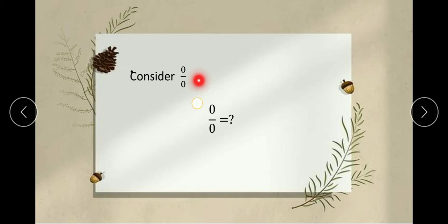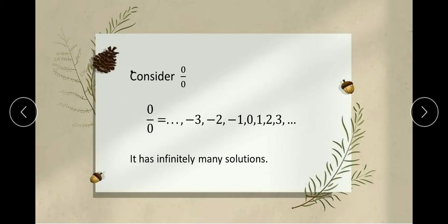Consider 0 over 0. 0 over 0, what do you think is the value? Now, it has infinitely many solutions because when you multiply negative 3 and 0, the product is 0. When you multiply negative 2 times 0, the product is 0. When you multiply negative 1 with 0, the product is 0. And when you multiply any other number with 0, again the product is 0. So that's why you have infinitely many solutions. We call this one indeterminate.